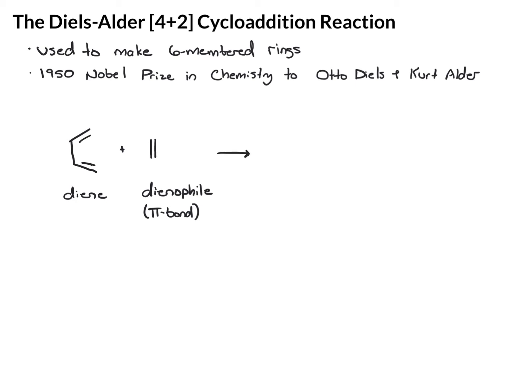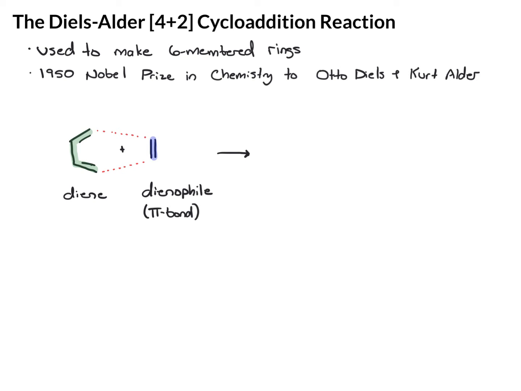If we react these two things together, and let me just highlight the diene in green and the dienophile in blue, these undergo a cycloaddition reaction where the two components essentially align and form a six-membered ring.